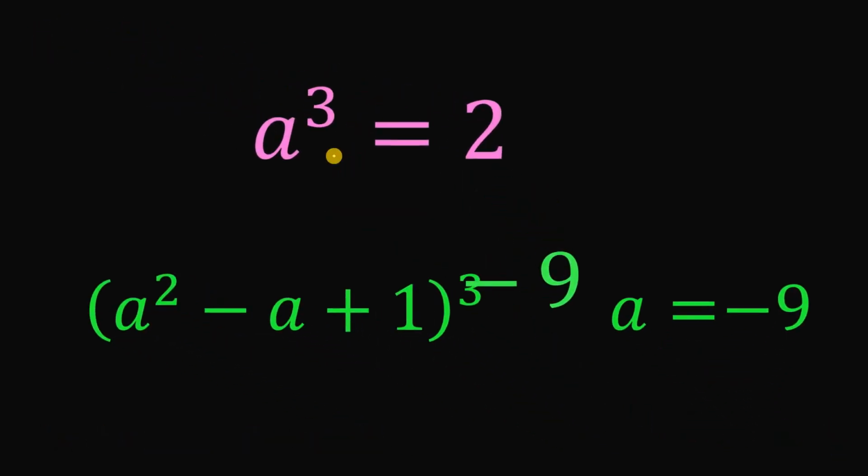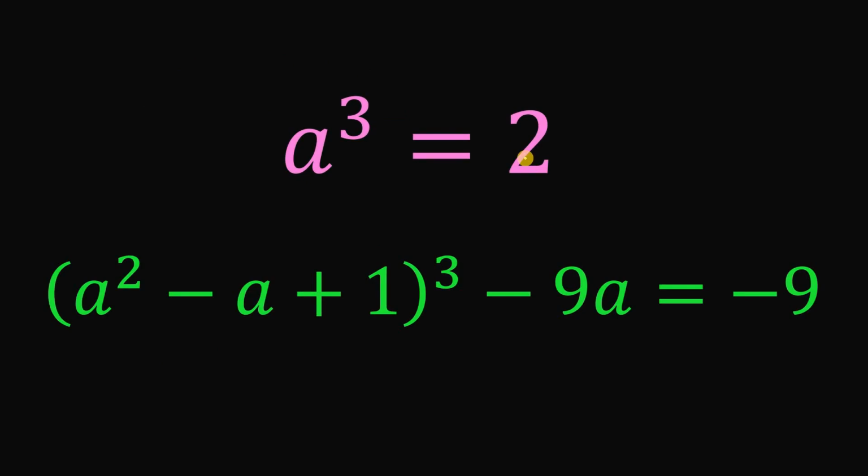Therefore, given that a cubed equals 2, the numerical value of a squared minus a plus 1 raised to the power of 3 minus 9a is simply equal to negative 9. And as always, we are done.